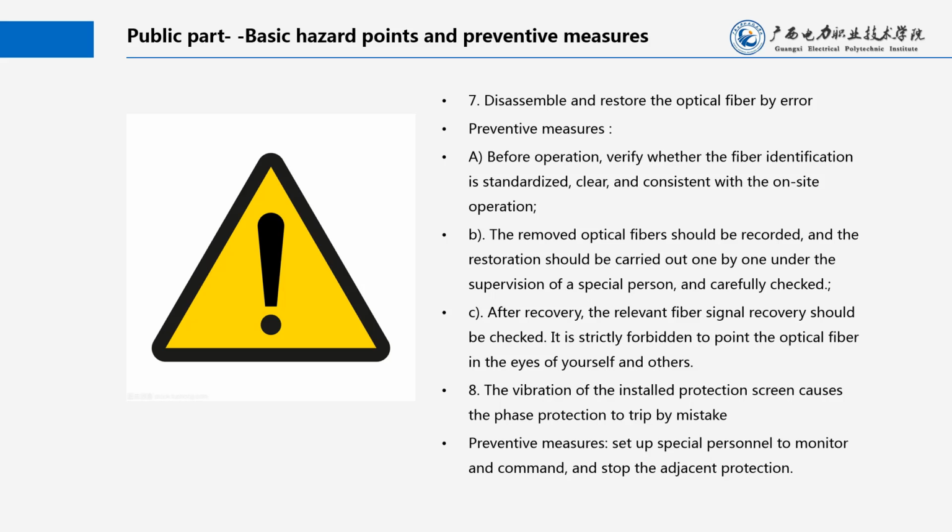C. After recovery, the relevant fiber signal recovery should be checked. It is strictly forbidden to point the optical fiber in the eyes of yourself and others. 8. The vibration of the installed protection screen causes the phase protection to trip by mistake. Preventive measures: set up special personnel to monitor and command, and stop the adjacent protection.